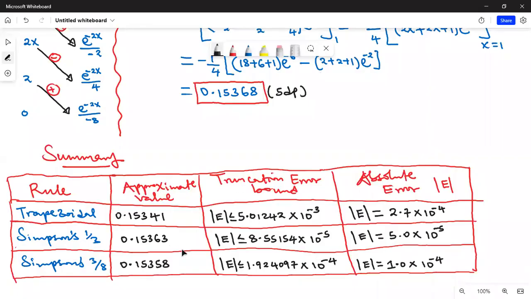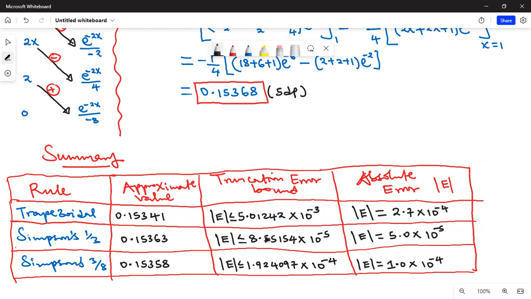So this is how our table should look. Remember, when getting absolute error, it is the exact value minus the approximate value. So in the case of trapezoidal, you have 0.15368 minus 0.15341, the value you get here. There's a difference between the error bound and the exact error. The absolute error is this one, but the bound tells you the range. Clearly, you can see 2.7 times 10 raised to negative 4 is a value less than the given interval for the error bound.